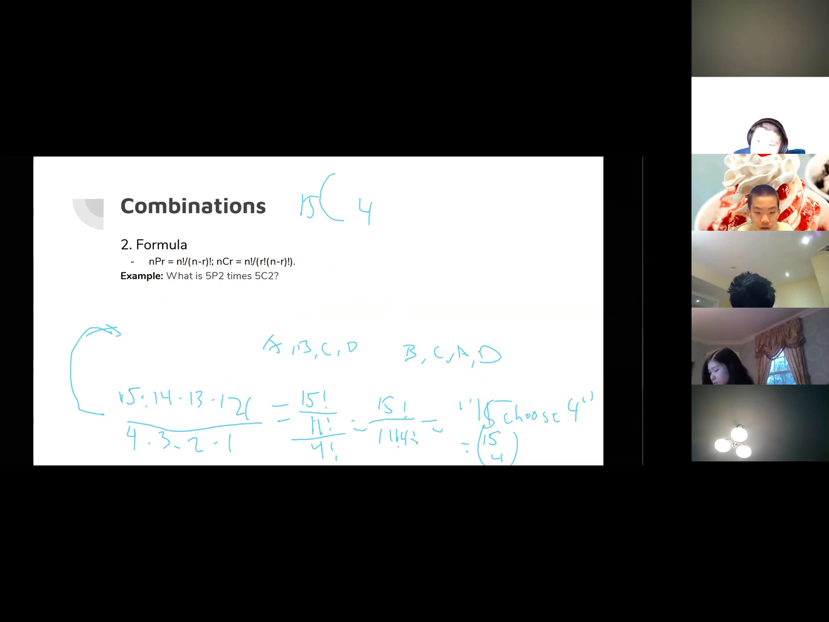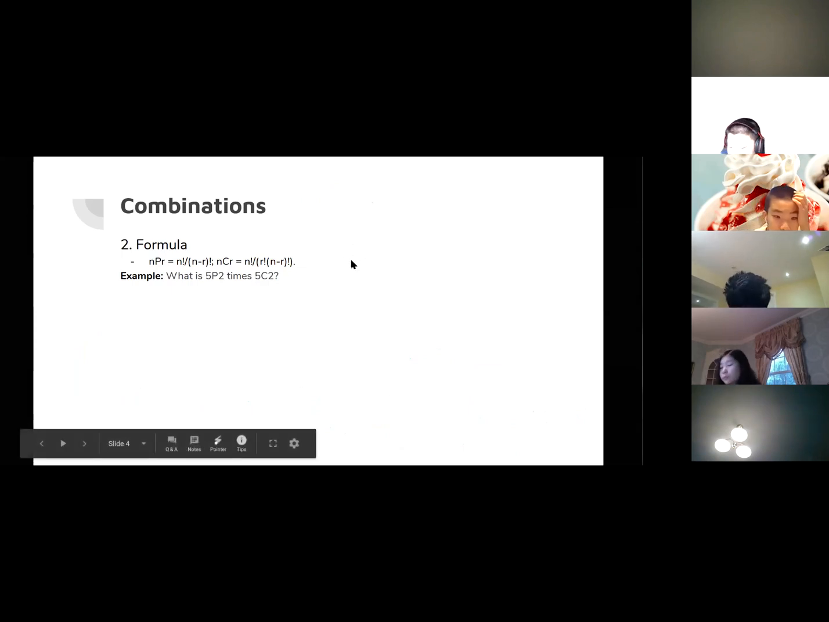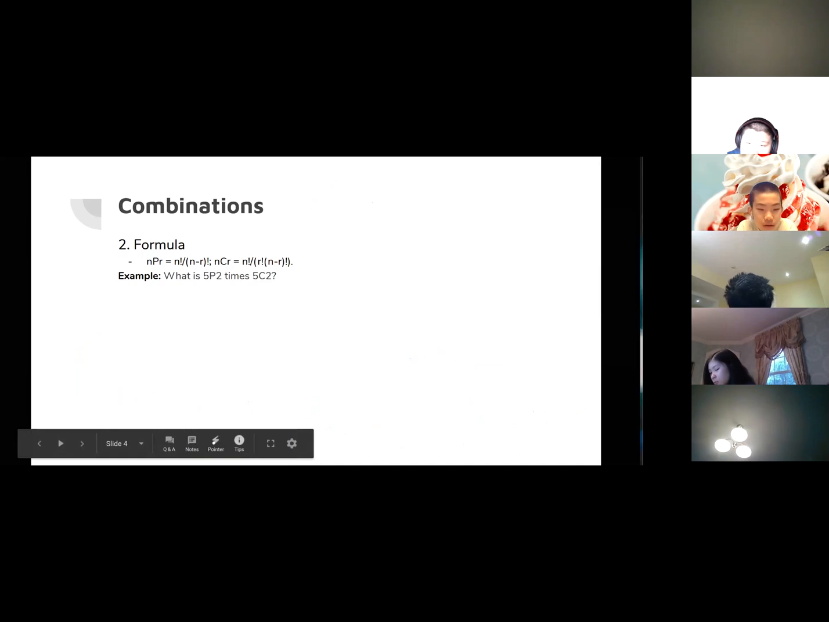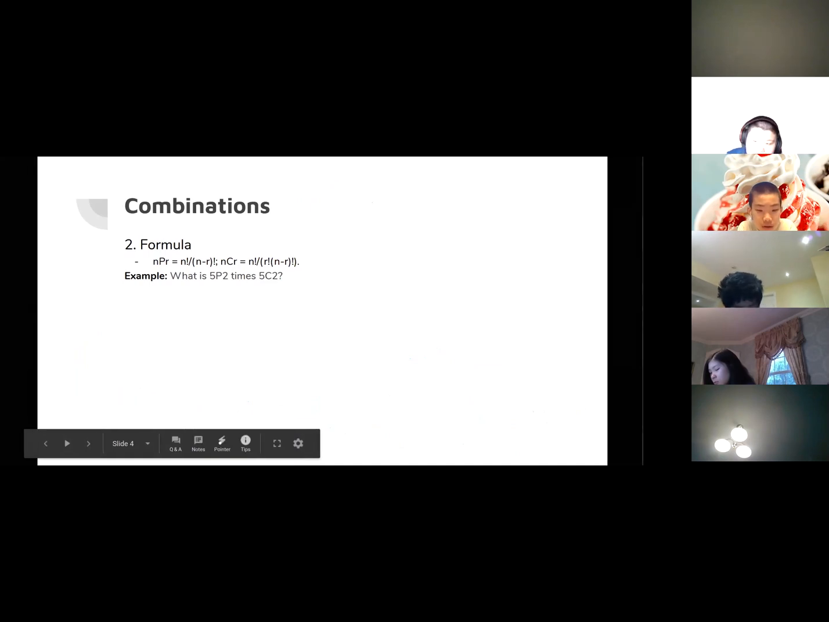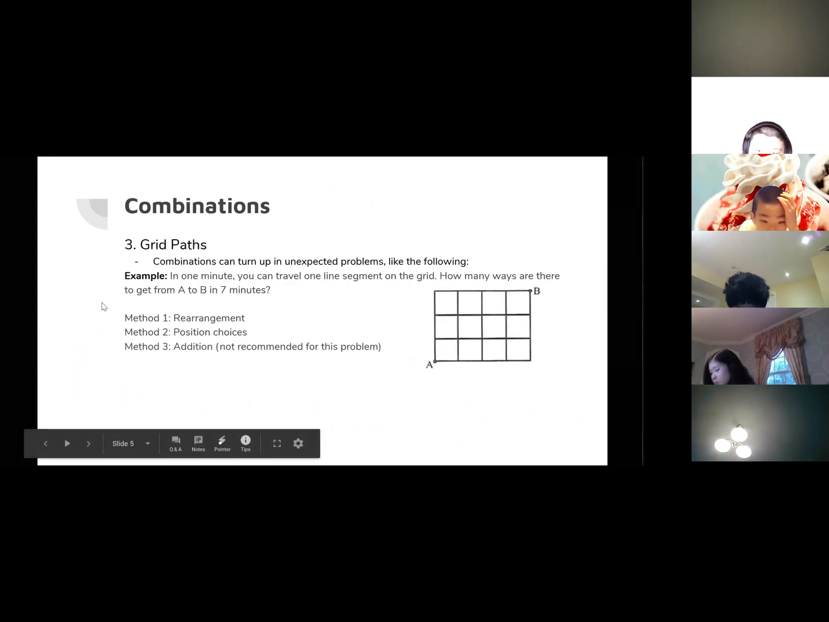Anyway, again, the formula is not really there. It's a lot more important when it comes to counting. Instead of memorizing formulas, memorize how things work and get the concept behind it, because you'll often see slight variations of combinations or something. So remember, grid paths, rearrangement, and position choices.